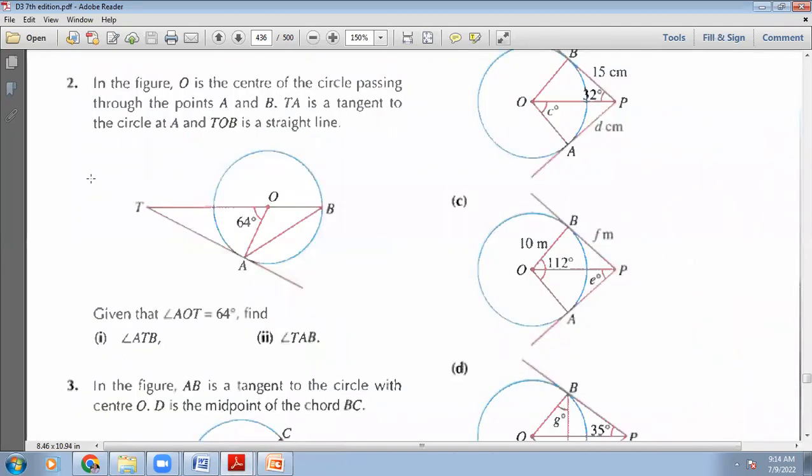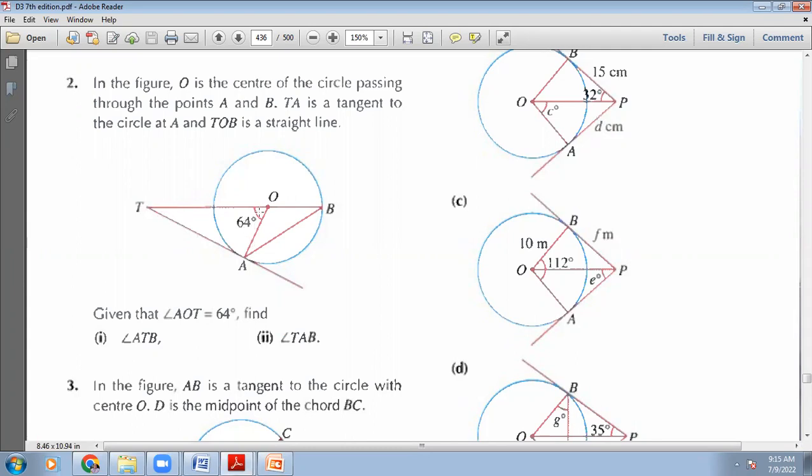Question number 2, exercise 13B. In the figure, O is the center of the circle passing through the points A and B. TA is a tangent to the circle at A, and TOB is a straight line. Given that the angle AOT is 64, find the angle ATB. So basically they are asking you to find this angle. You see, very easy. This is 64.